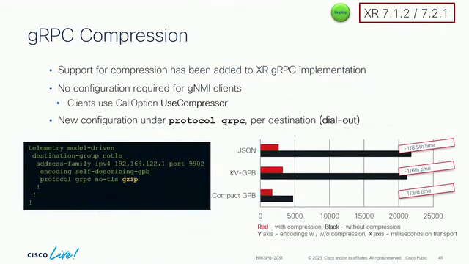I was talking about TCP versus gRPC and some more features and new enhancements of IOS XR. It's, for example, gRPC compression. With gRPC compression, it's not required for gNMI clients, but for configuration under gRPC, you need to use the keyword gzip. If you compare the data with compression or without compression, you will see a tremendous performance increase. And in red, you have information on how much faster it is transferred with compression.